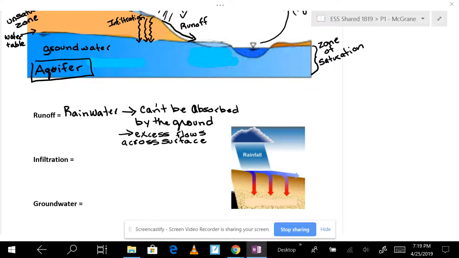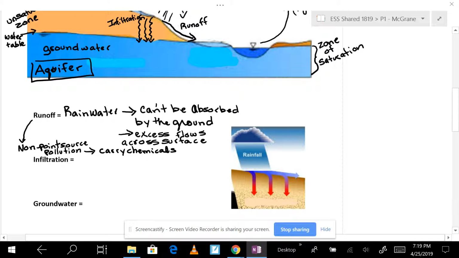So I'm going to go ahead and put a little bit something down here. This is where we can have non-point. You're going to read about this in just a minute. Non-point source pollution. We can carry chemicals, fertilizer, sewage, all the things we talked about in our capture question yesterday. So carry chemicals from place to place.